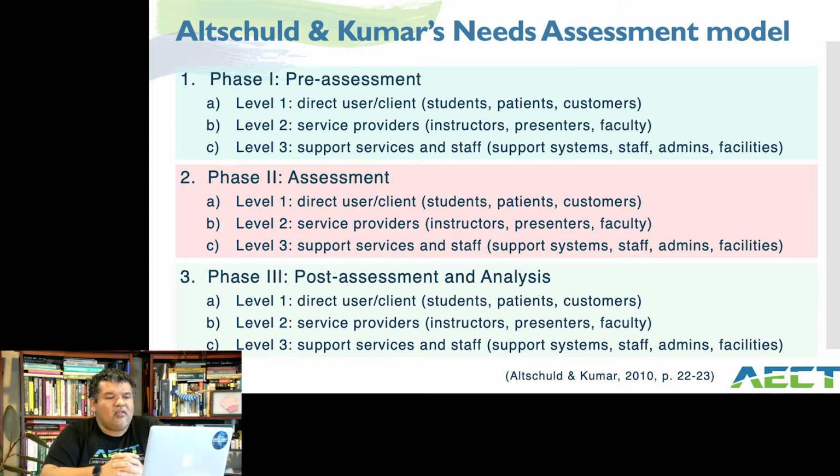And then within all three of these phases, we have that systemic approach, where we're looking at three levels of a system. The first level is the direct user, the client. Level two would be the service providers who are working closest with those level one students, in this case our instructors and teachers. And then level three of this three-level systemic approach is the support services and support staff. These would be everyone who is behind the scenes, supporting our instructors, who are in turn supporting our students.